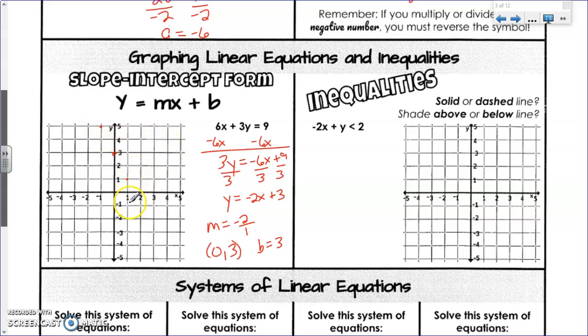And I could keep doing that to get my picture. And then I'm going to connect my line. I can't draw with this thing. Straight line. Use a ruler there.